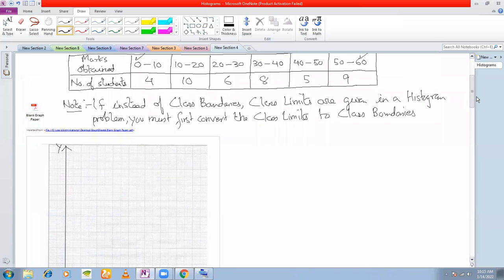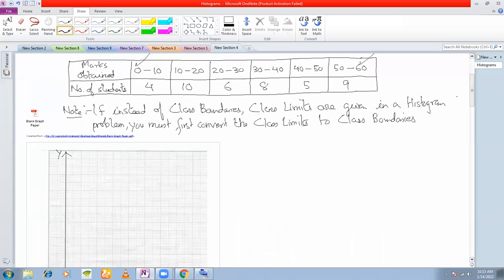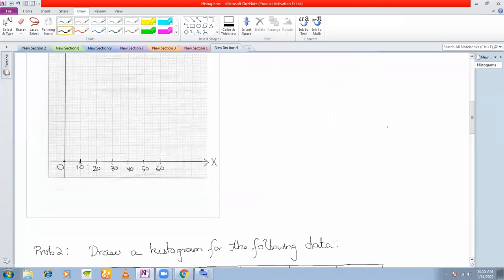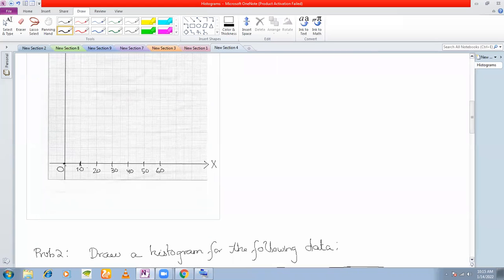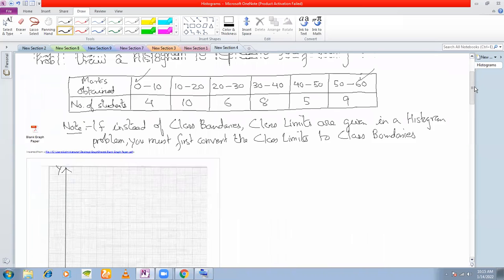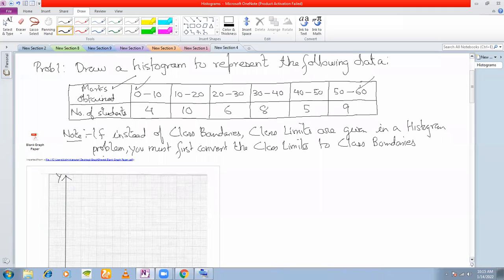Now on the x-axis you have plotted your class boundaries, and what is the scale of your x-axis? There are how many divisions? These are 10 divisions in between. So 10 divisions on your x-axis, what do you have? You have your marks. You'll write your scale here. Along the x-axis, one smallest division is equal to 1 unit.